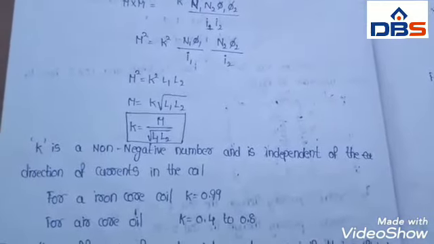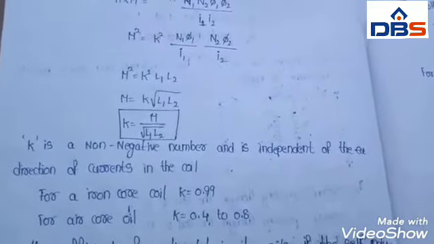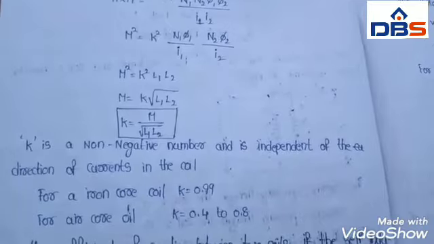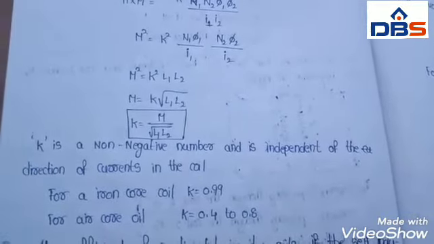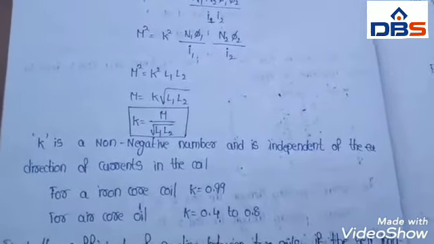a non-negative number. Always the K value ranges between 0 and 1. For an iron core, the K value is 0.99. For an air core coil, K is equal to 0.4 to 0.8.